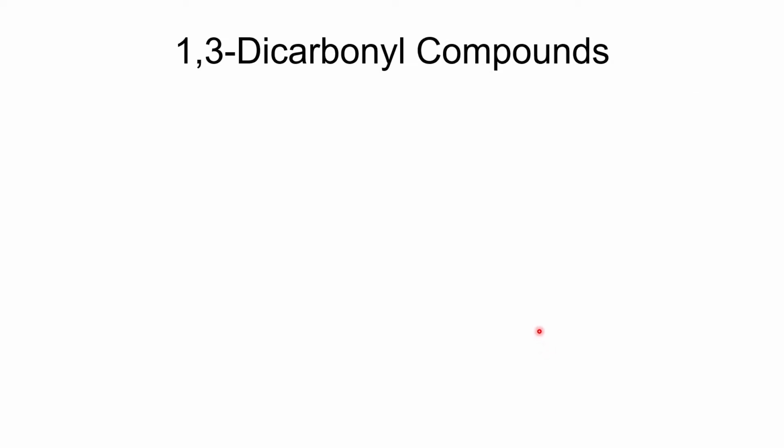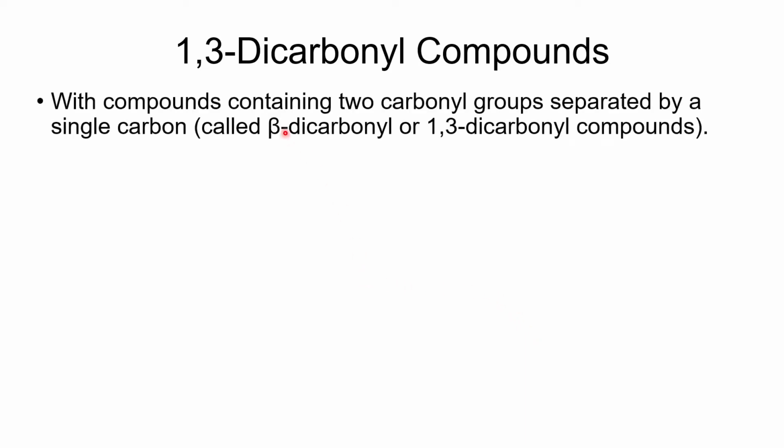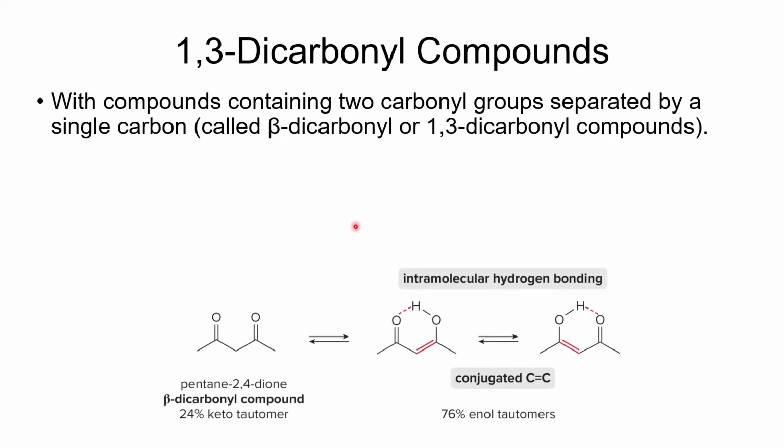We do have another possibility, and that's where we have 1,3-dicarbonyl compounds, or sometimes we'll refer to these as beta-dicarbonyl compounds. The beta carbon is the number 3 carbon, and so here is an example of a beta-dicarbonyl compound, the 2,4-dione, so pentane-2,4-dione. Here, if we count one of these as the first position, then this is the alpha carbon, and that's the beta carbon.